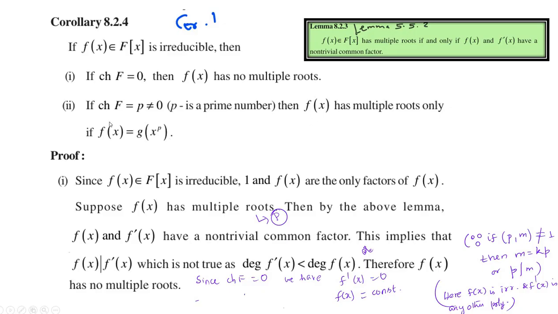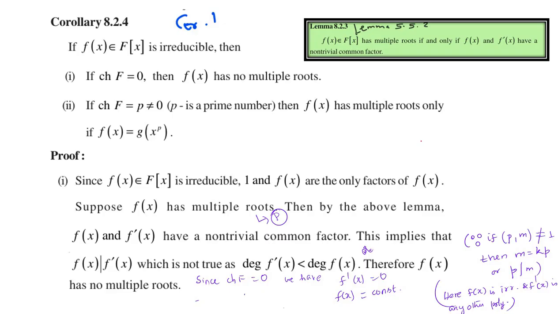That is, we will presume that f(x) has multiple roots and say that the form of the function could only be this. So that is what we are going to establish in this corollary. We will take f(x) to be irreducible. What is given we have considered.